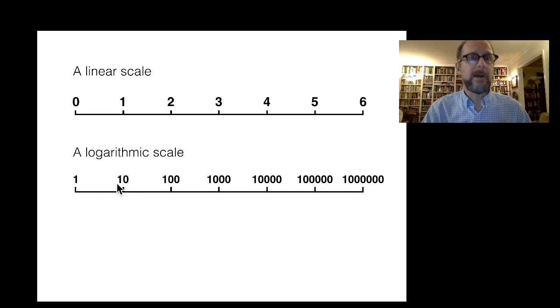And so 1 times 10 gives you 10. Times 10 gives you 100. Times 10 gives you 1,000. Times 10 gives you 10,000. Times 10 gives you 100,000. Times 10 gives you a million.